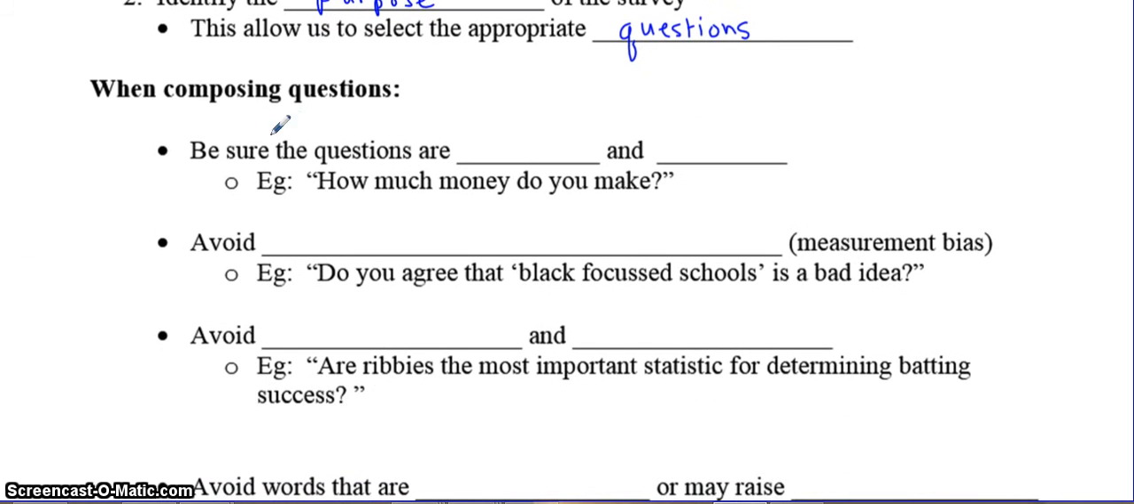When composing questions, be sure the questions are clear and specific. So for instance, this is a bad survey question. How much money do you make? The reason it is not a good survey question is it's not very specific. Is that per year, per hour? So you would have to add in something to make it more specific.